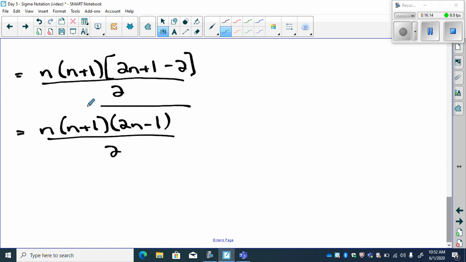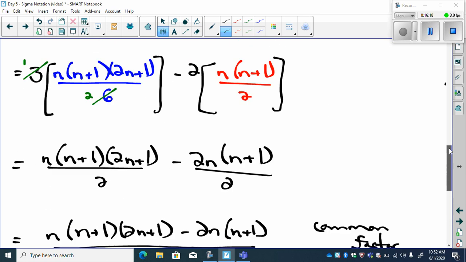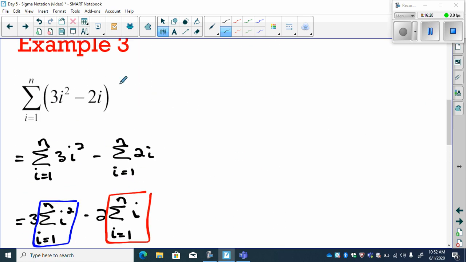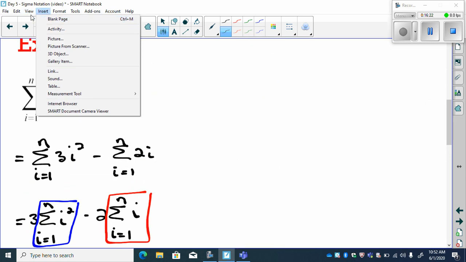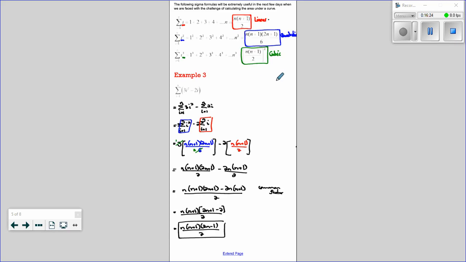And that whole expression can be simplified to the following. Okay, this right here is equal to this. These are going to be important in the next few videos when we start calculating the area under a curve.